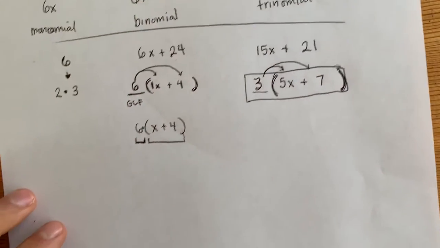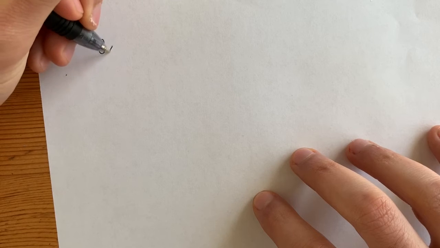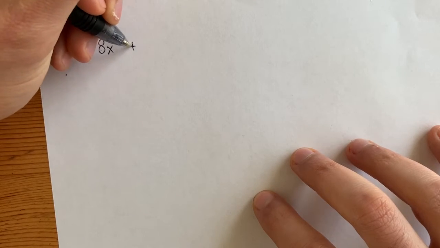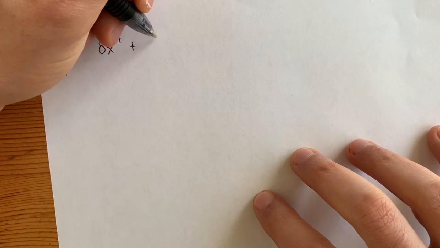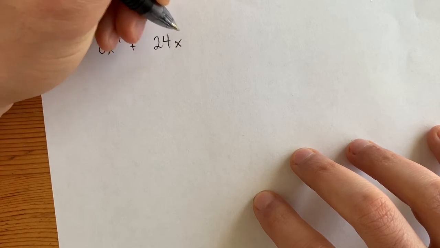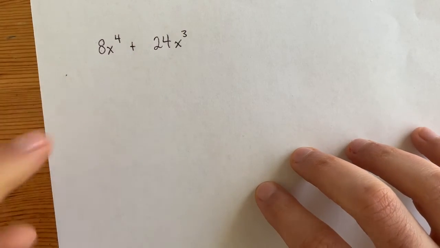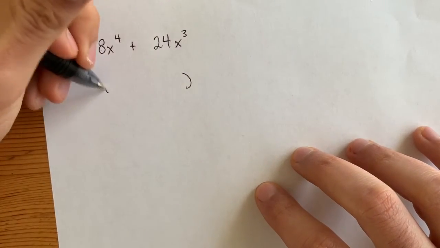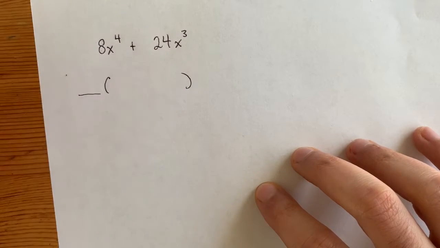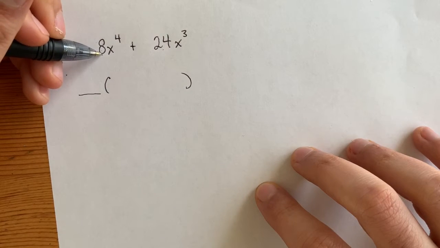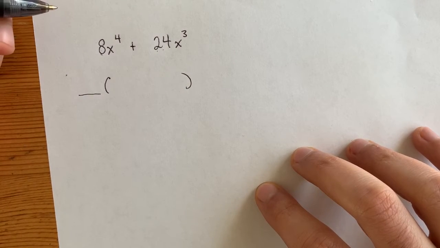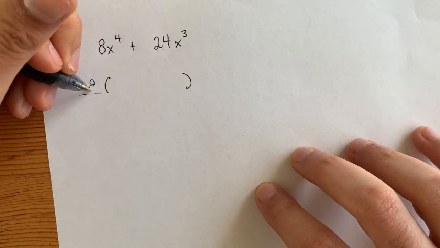I'm going to do one more with some x's involved, a little bit more x's and exponents here. Let's say it was 8x to the 4th plus 24x to the 3rd. We're trying to figure out the greatest common factor between 8 and 24. 4 goes into both, but 8 goes into 8, 8 goes into 24. So 8 is the greatest common factor here.